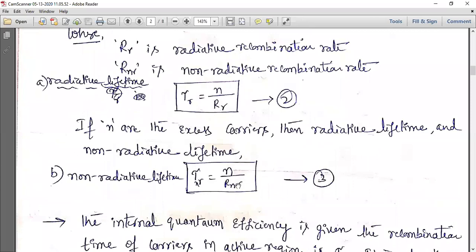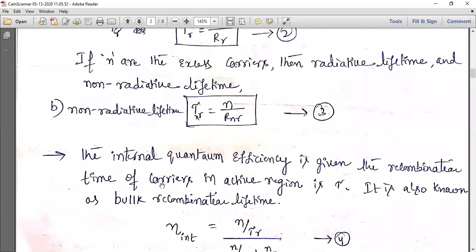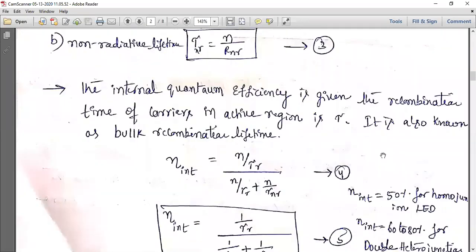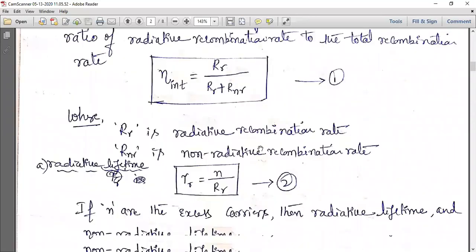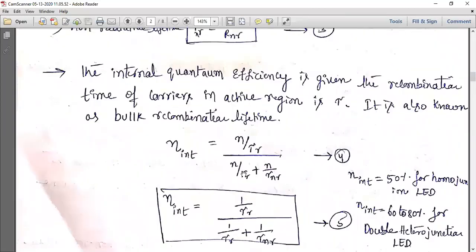The internal quantum efficiency is given. The recombination time of carriers in the active region is tau, which is known as the bulk recombination time. Now you can replace this in terms of tau. So R_R is given by n by tau_R, and R_NR is n by tau_NR. Once this is considered, from this equation also you can calculate your quantum efficiency.